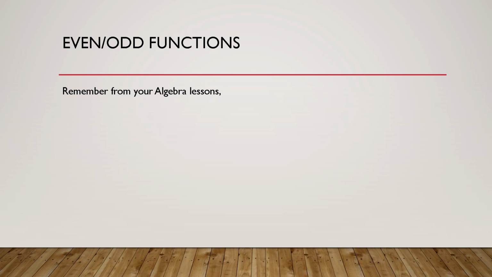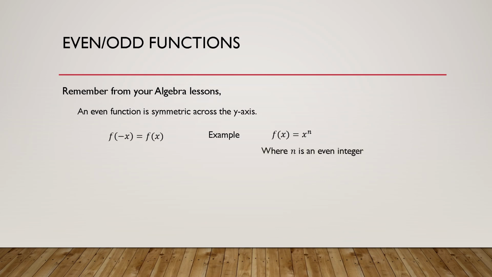Remember from your algebra lessons that an even function is one that is symmetric across the y-axis, where f of negative x equals f of x. Examples of even functions are f of x is equal to x to the n, where n is an even integer. The graph gives the example of the parabola formed by f of x is equal to x squared.